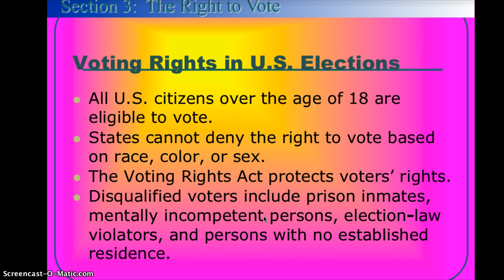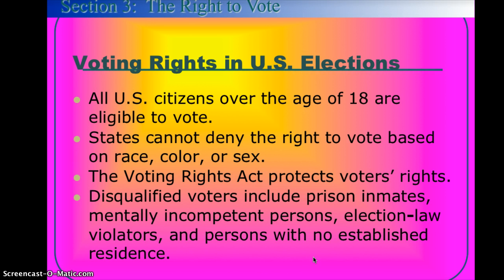Obviously, a person that doesn't know how to read is not going to be able to vote. Doesn't mean that you're mentally incompetent. If you just had a person that for whatever reason didn't go to school, they dropped out of school at a very young age, whatever the case may be, they're not going to be able to vote. And then a person with no established residence. So basically what we're talking about here is homeless people. You have to have an established residence in order to be able to vote.